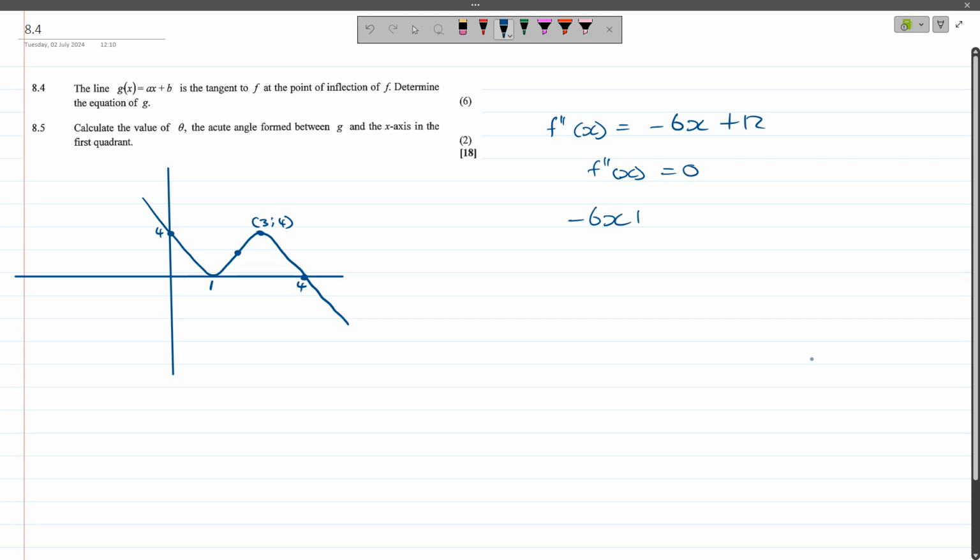So minus 6x plus 12 is equal to 0. If we solve for x by taking 12 to the other side and dividing by minus 6, we get the point of inflection as 2, which is that point there. Therefore, we can use this x value of 2 to find the tangent to the graph at that point.